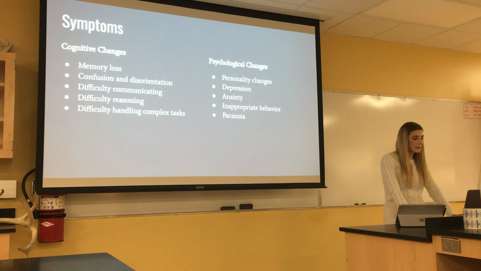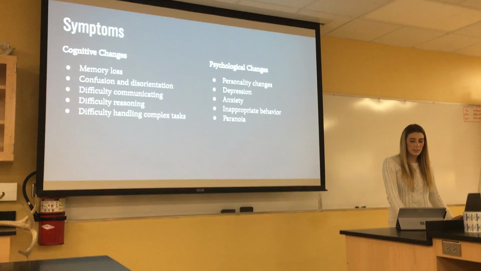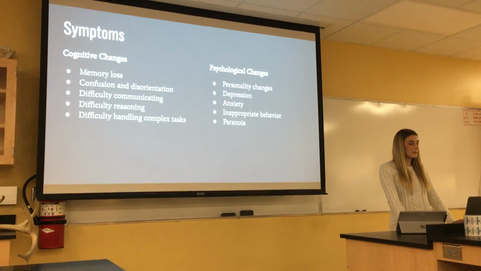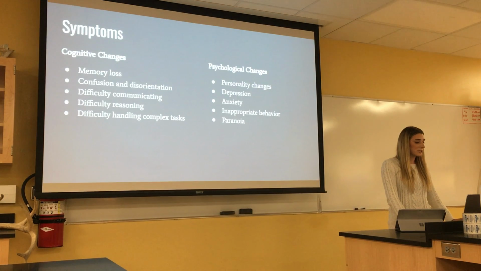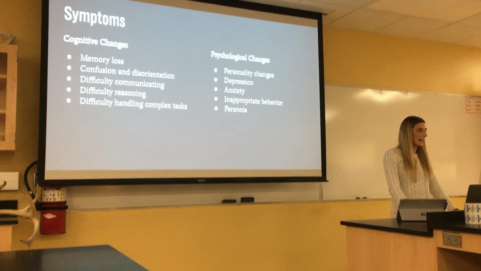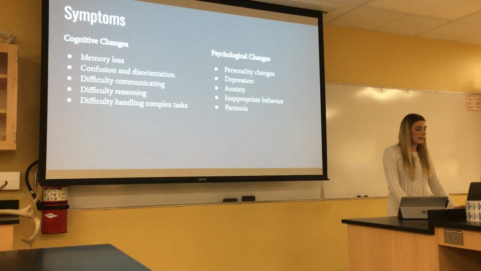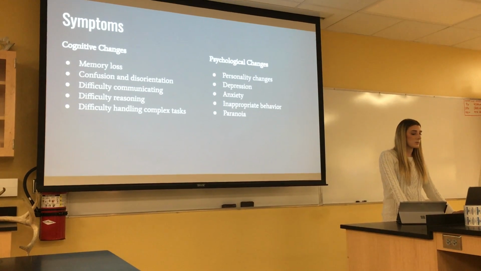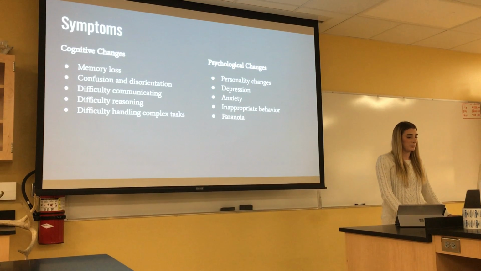So moving on to symptoms, there are two types of symptoms. There's the cognitive symptoms and the psychological symptoms. Cognitive symptoms include memory loss, confusion and disorientation, difficulty communicating, difficulty reasoning, and difficulty handling complex tasks. These are usually influenced by the effect that dementia has on the brain. And then there's psychological changes, which are personality traits, depression, anxiety, inappropriate behavior, and paranoia.